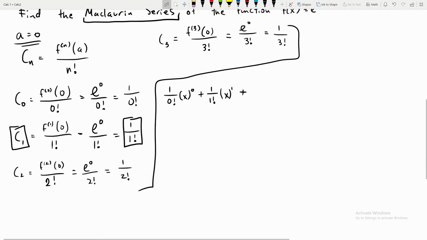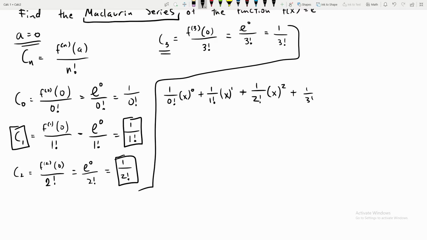Now for c2, this means that n is 2. This right here is going to be the coefficient, so we're going to have 1 over 2 factorial. And then it's going to be x to the power of 2 because n is 2. And lastly, for c3, the coefficient is 1 over 3 factorial, and then x is simply going to be cubed in this case. And then we're going to keep going. As you can see, there's a pretty obvious pattern. The denominators right here are simply the factorials of n.